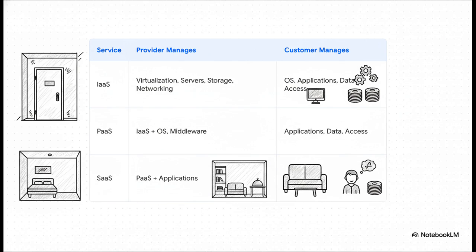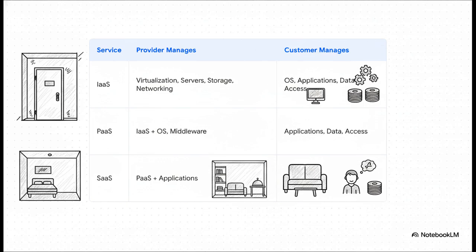First up, IaaS, or Infrastructure as a Service. Think of this as renting a totally empty but very secure apartment. The provider handles the building's security, but you're responsible for everything you put inside: the furniture, your data, everything. Next is PaaS, Platform as a Service. This is like renting a furnished apartment. The provider handles the basics, but you're still in charge of your personal stuff.